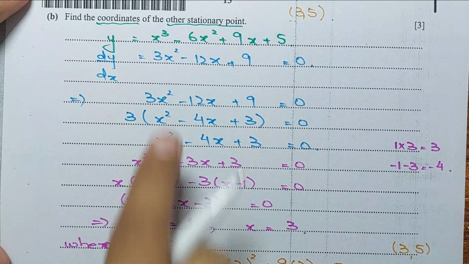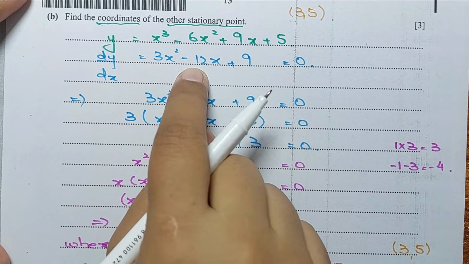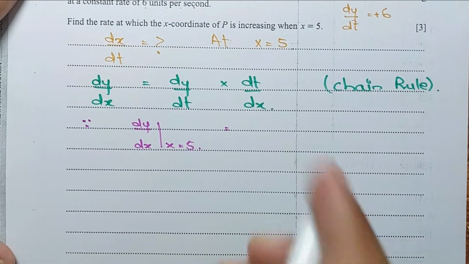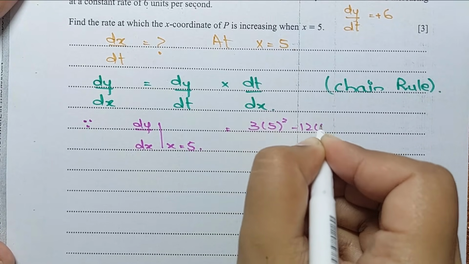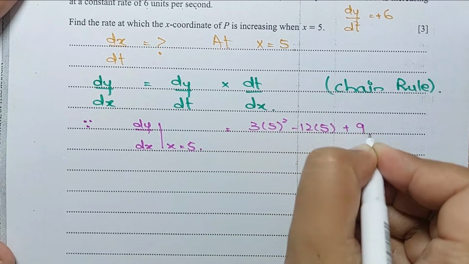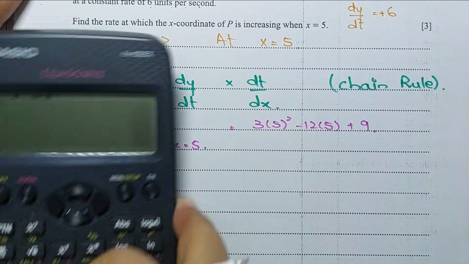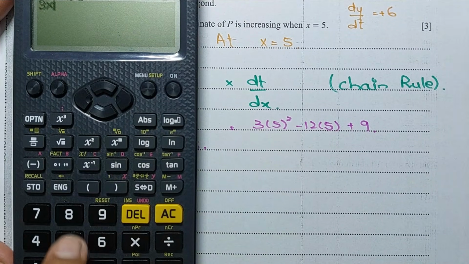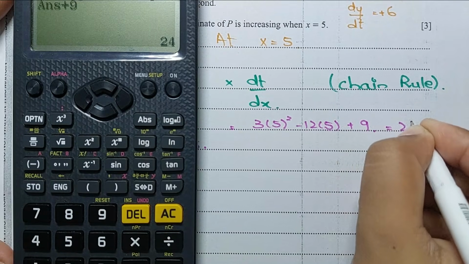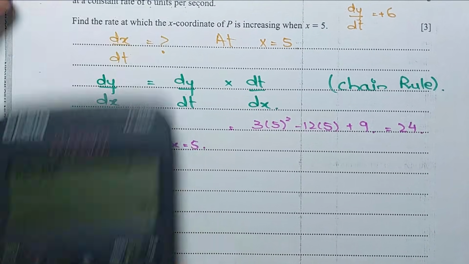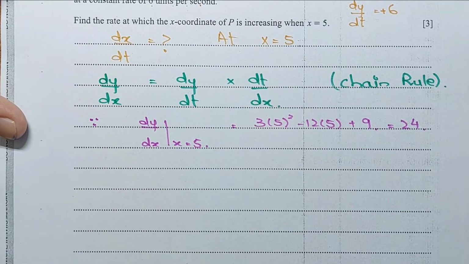This is dy by dx, right? 3x squared minus 12x plus 9. Just put x equals 5. 3 into x squared minus 12 into x plus 9. Simplify. 3 into 5 squared is 75, minus 12 times 5, plus 9, which is 24. Okay, that is 24. Now put it back.